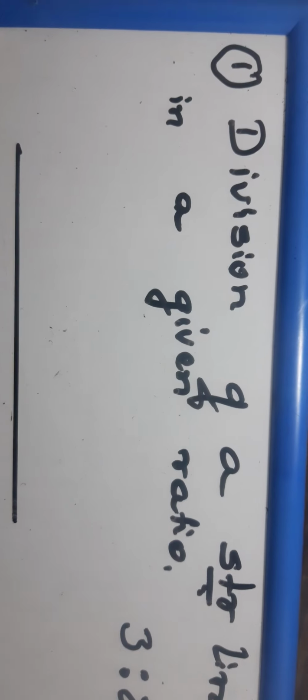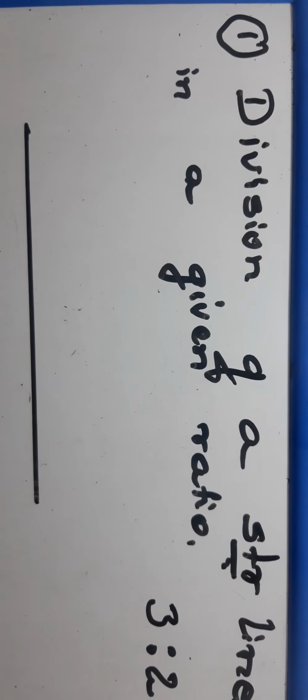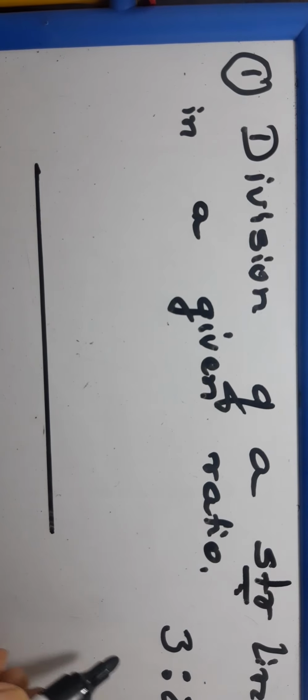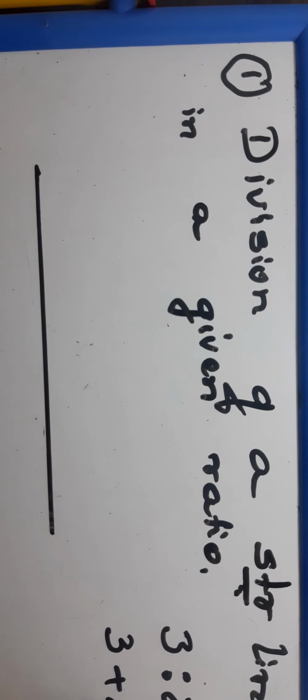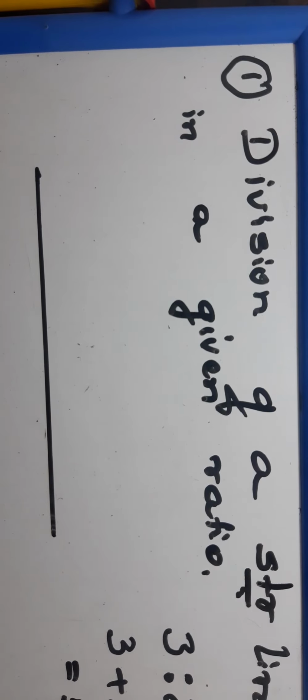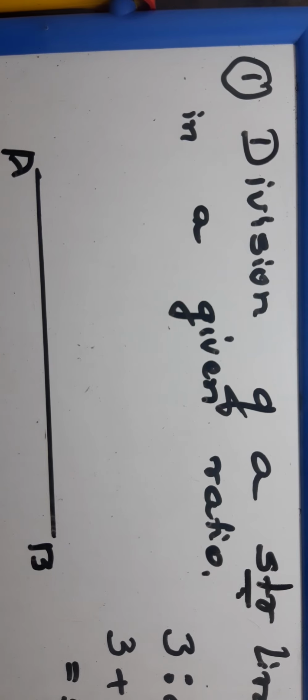If you have to divide the line in the given ratio 3:2, first of all you have to add these two numbers. 3 plus 2 equal to 5 parts. That is the meaning. So you are going to divide this line into 5 parts, but there you have to mark 3 parts and 2 parts separately. So that time you will be dividing that line in the ratio 3:2. First you add the two numbers and see into how many parts it has to be divided. So now see, 3 parts and 2 parts.